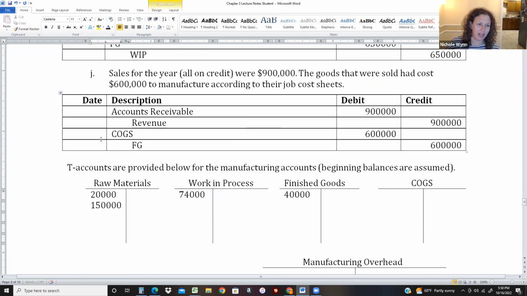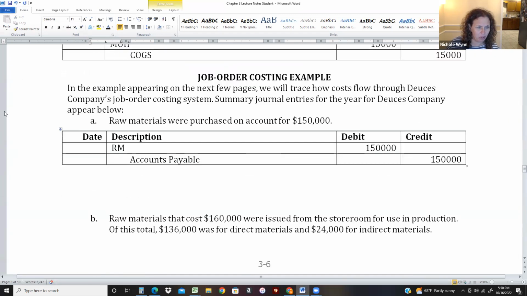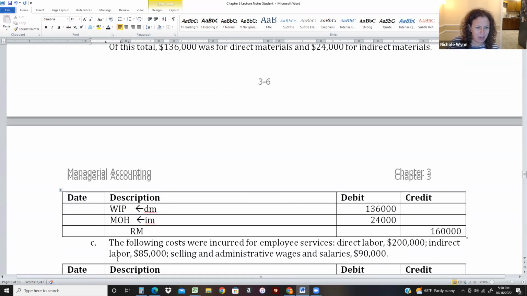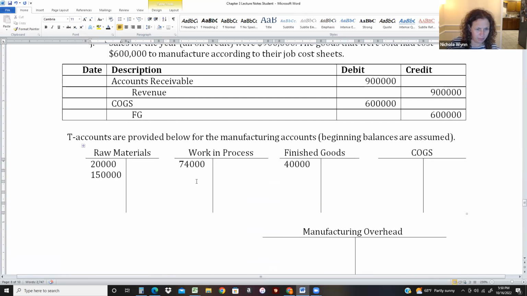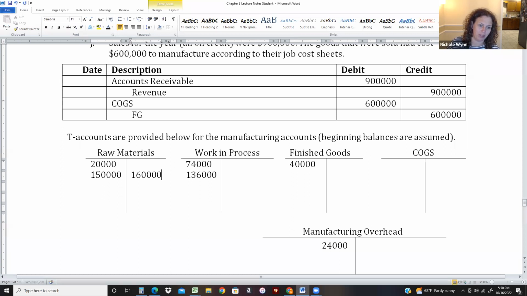Okay. And then accounts payable, I don't have anything, so I'm going to skip that. Letter B is a debit to WIP of 136, a debit to overhead of 24, and a credit to raw materials of 160.